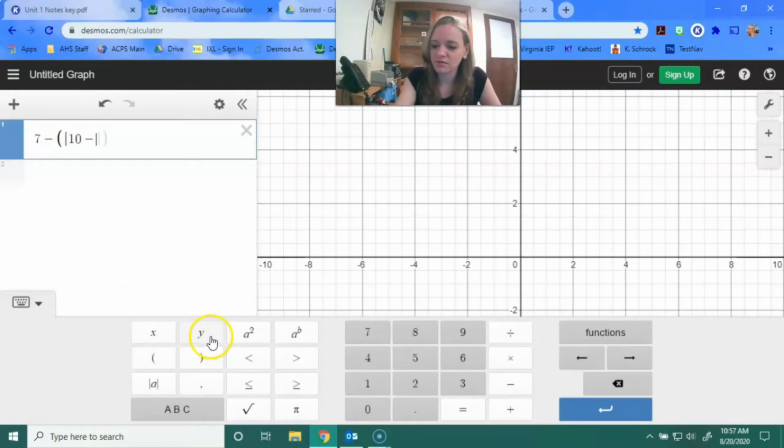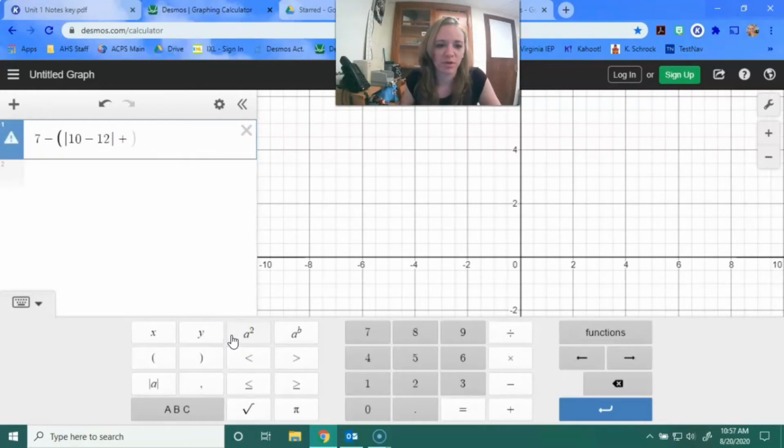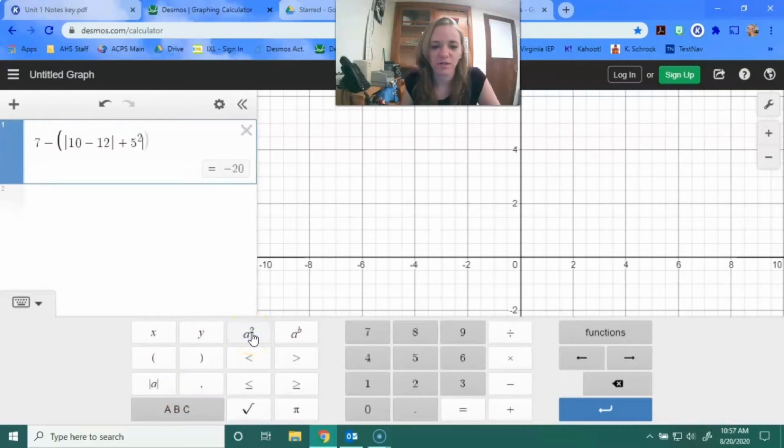10 minus 12. Now, it shows the absolute value, so all you have to do is push the arrow over your cursor after it to indicate that you are done using the absolute value. So then plus 5. Here's your squared button. If you want to square a number, you type in the number and then that button. And then my parentheses is done, so I go over.